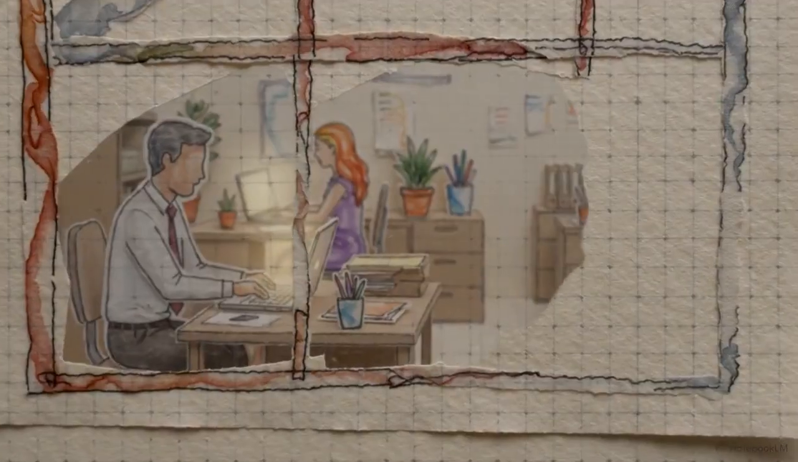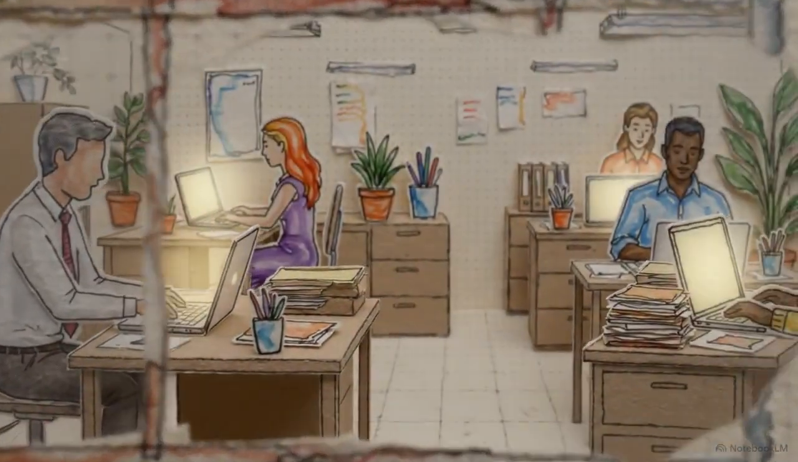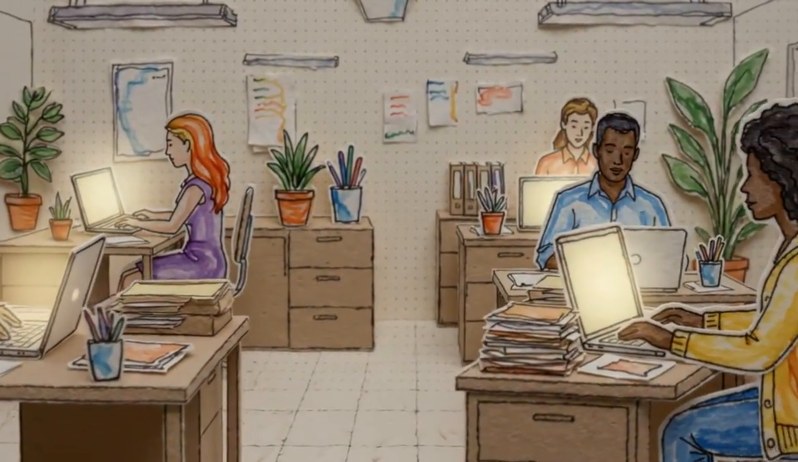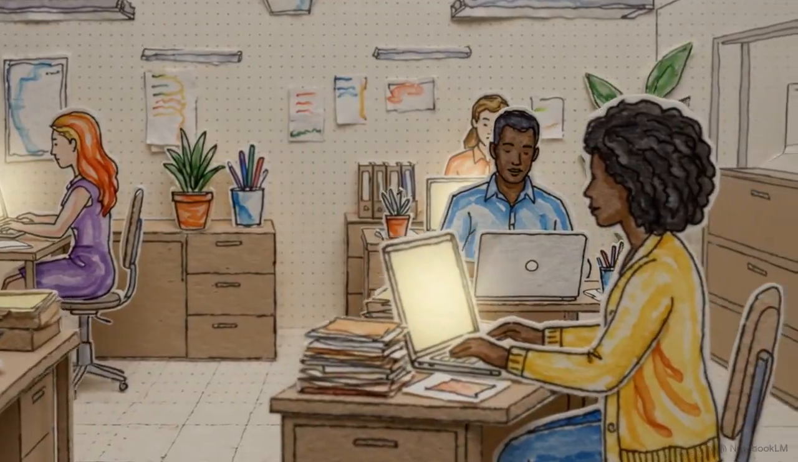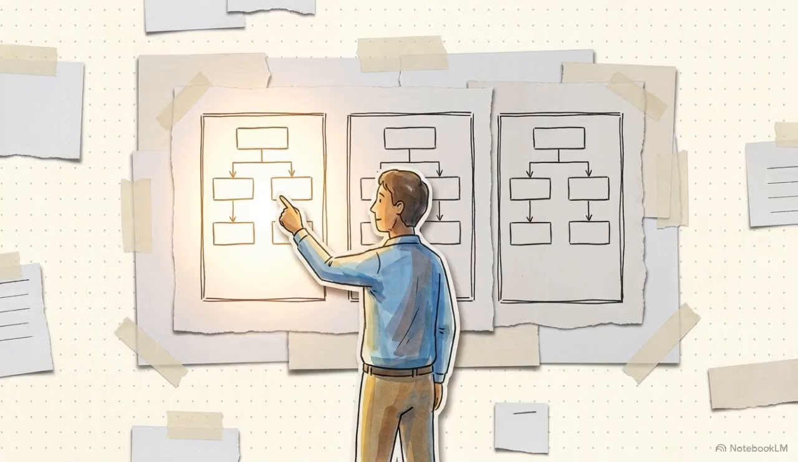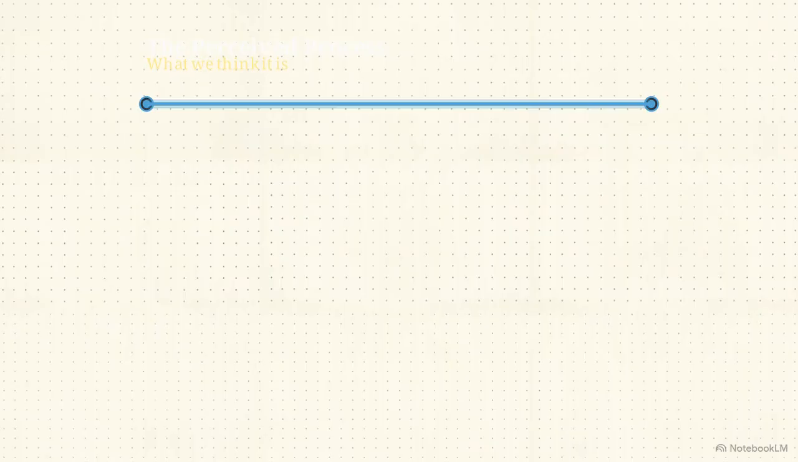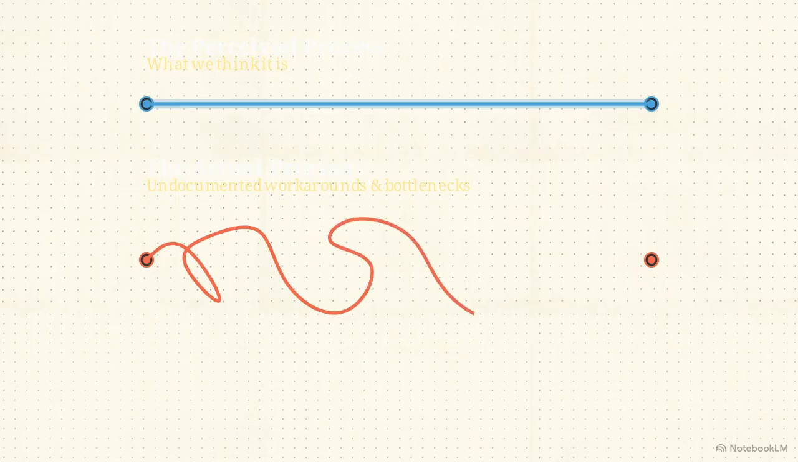There is the second reality, what the process actually is. When you trace the true path of a project, that straight line often tangles into a web of undocumented workarounds, redundant approvals, and hidden bottlenecks. Finally, there is the third reality, what we want the process to be. Process mapping is the tool used to bridge the gap between that chaotic truth and a streamlined ideal state.